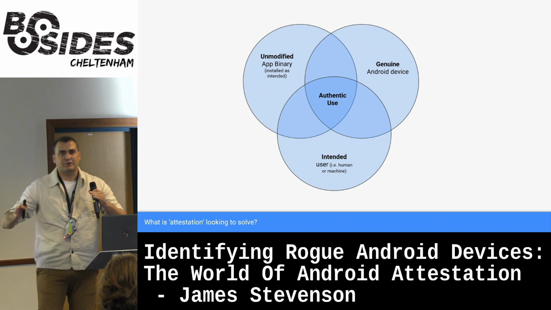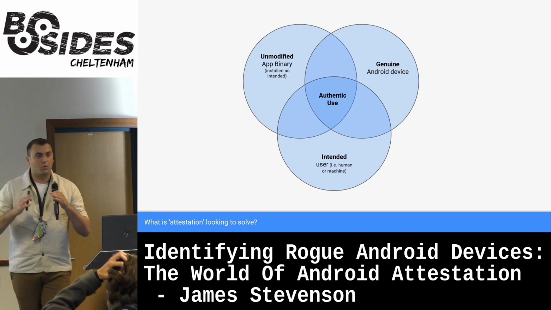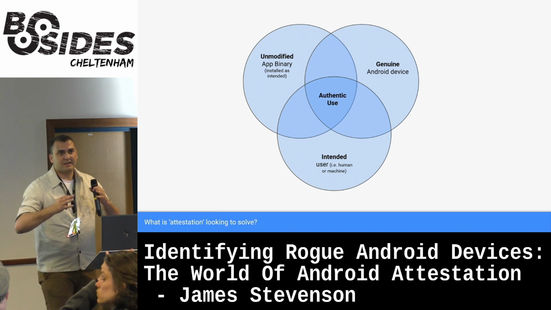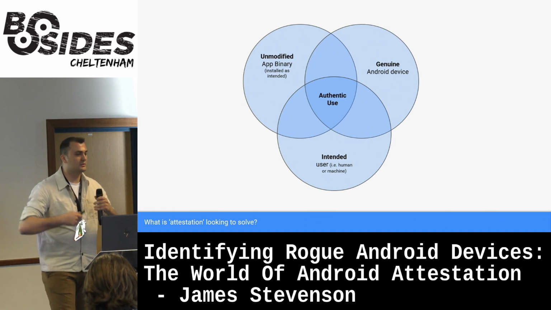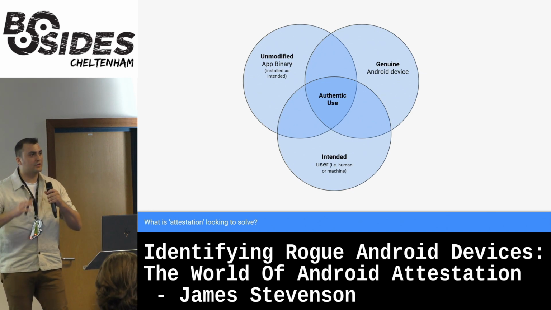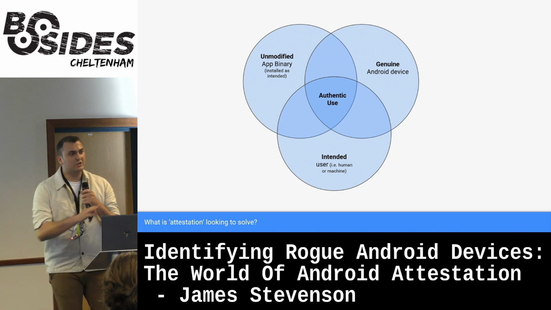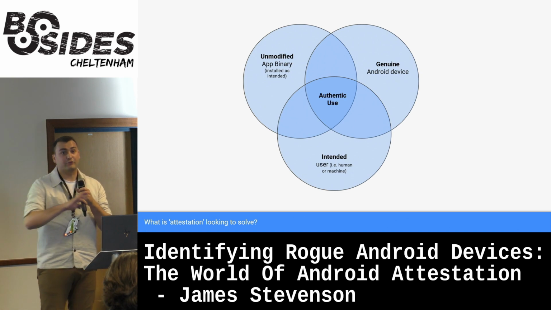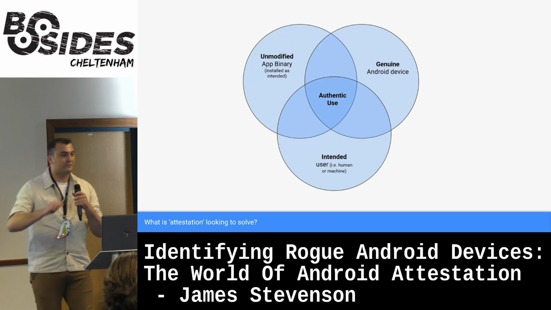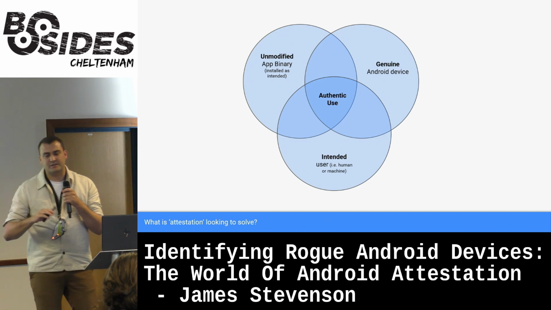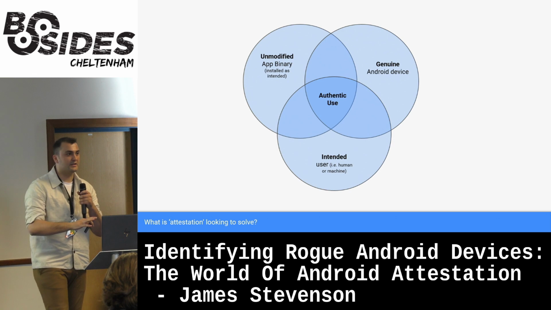So what is Android attestation, right? That's what this talk is about, but what actually is it? As I said, it's about software engineers, application developers having assurance that their applications are secure. And we can generally break that down into three main pillars. We have device integrity, application integrity, and user integrity.